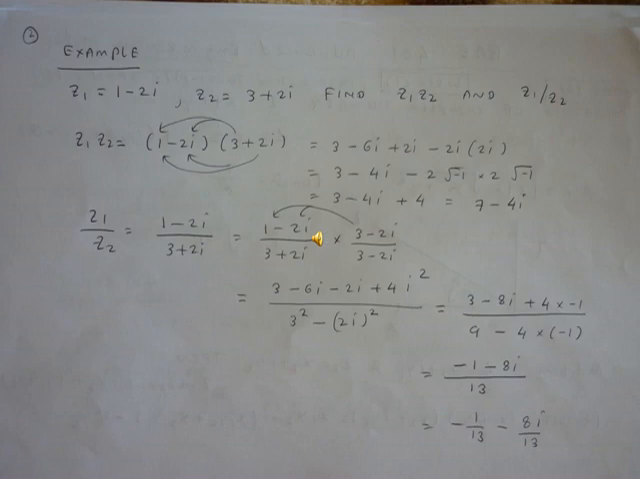The denominator is 3 squared minus (2i) squared. So the denominator is 9 minus 4 multiplied by minus 1. So the numerator we got is minus 1 minus 8i, and the denominator is 13. So there will be minus 1 by 13 minus 8i by 13.